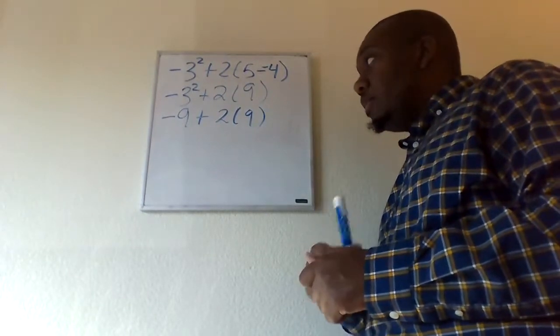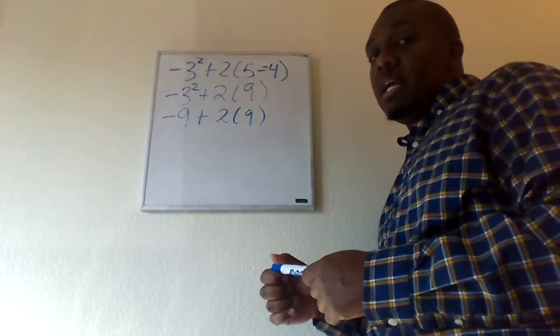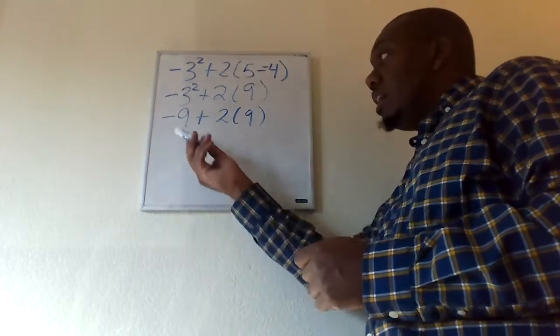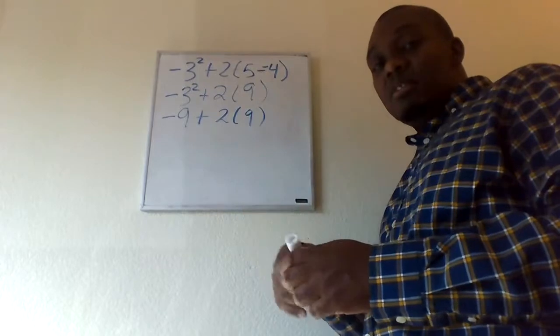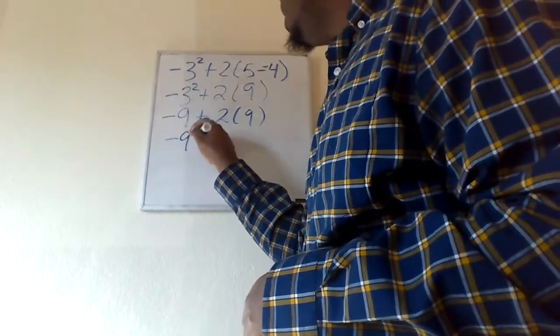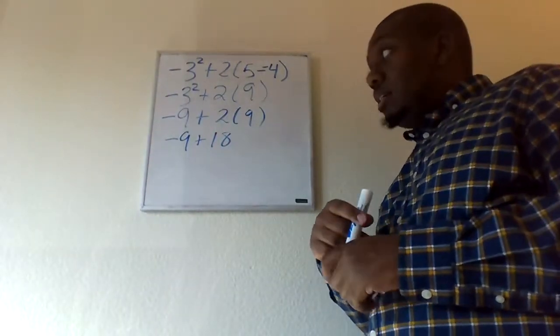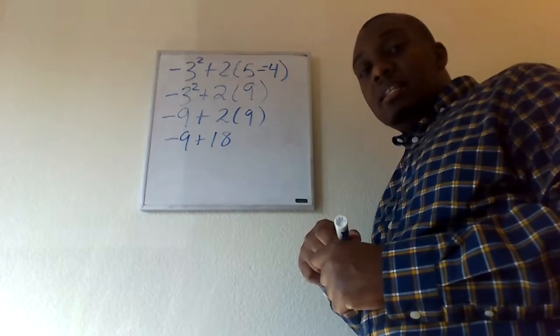We're doing well. All right. Order of operations says next would be multiplication or division. Going from left to right. Oh, there's some multiplication there. What's 2 times 9? That's right. 2 times 9 is 18. Okay. So now we have negative 9 plus 18.